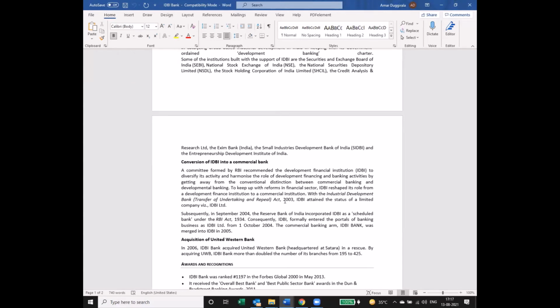And then IDBI Bank was merged with IDBI in 2005. In 2004, IDBI Limited was created, and IDBI Limited had a company called IDBI Bank, which was a commercial banking segment. IDBI Limited was a development banking segment. Both got merged in 2005 to create a new entity called IDBI Bank.